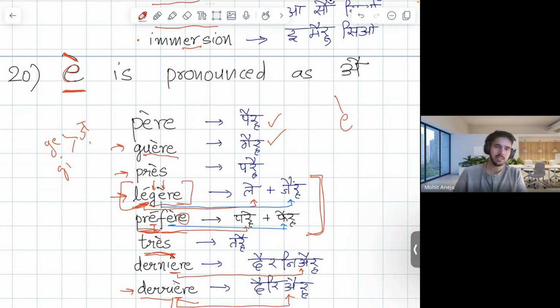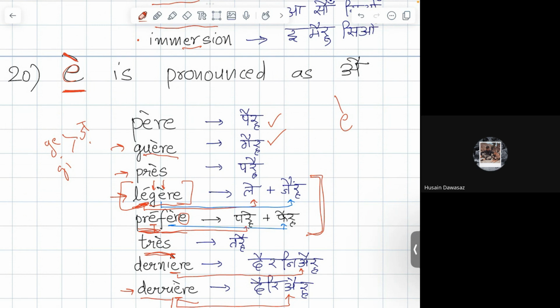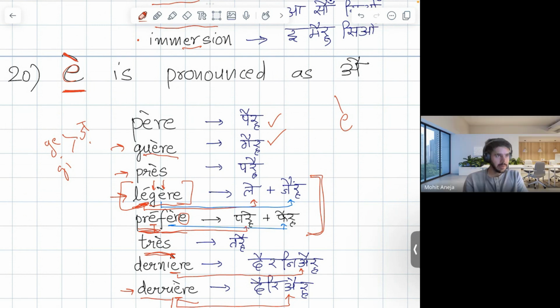I'll give you examples. Hussein, can you say the sound first? We'll see the sound, then we'll move to the examples. Hussein, please. Air. Yes, very nice. Kriti, please.